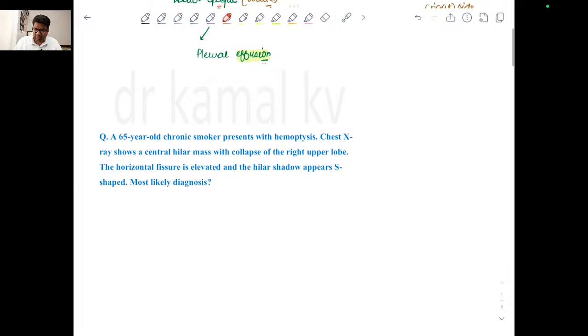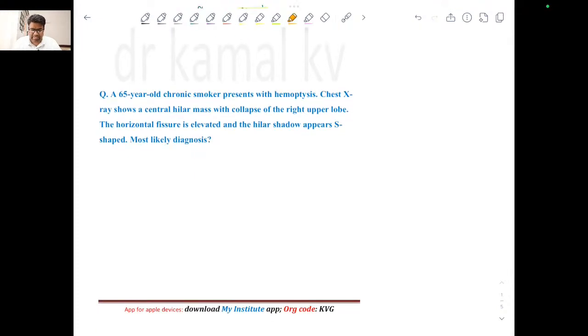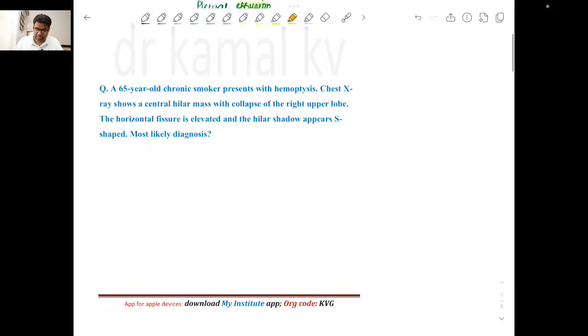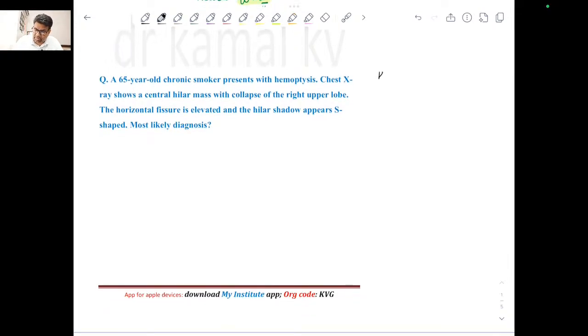So, moving forward to next question. A 65-year-old chronic smoker presents with hemoptysis. Chest X-ray shows a central hilar mass with collapse of the right upper lobe. The horizontal fissure is elevated and the hilar shadow appears S-shaped. Most likely diagnosis? Now, again, let us write the keywords which are being given to us in the question.